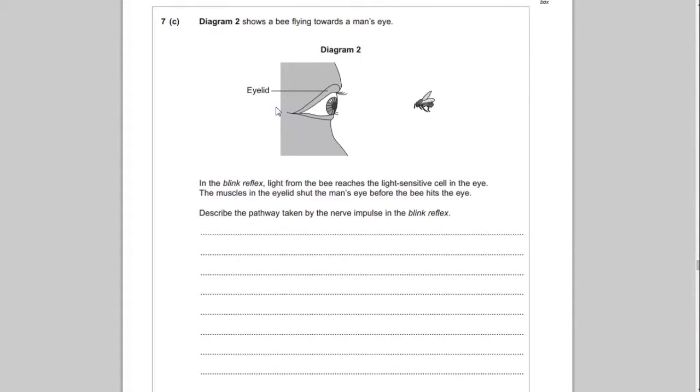Question 7c says, diagram 2 shows a bee flying towards a man's eye. In the blink reflex, light from the bee reaches the light-sensitive cell in the eye. The muscles in the eyelid shut the man's eye before the bee hits the eye. Describe the pathway taken by the nerve impulse in the blink reflex.